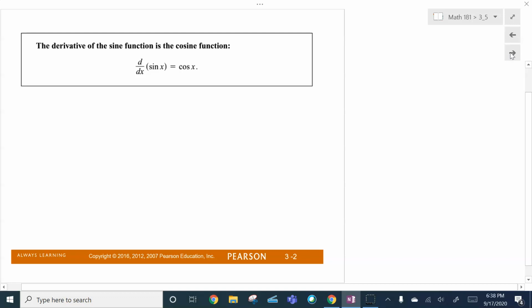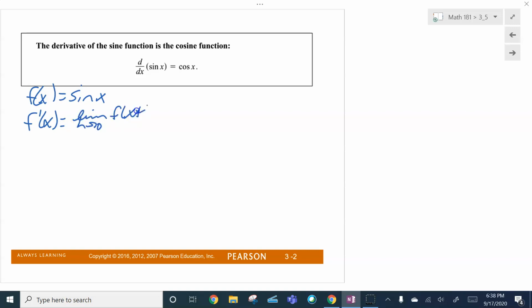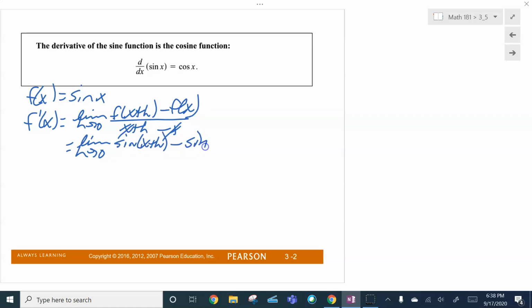First of all, the derivative of the sine is the cosine, and let me tell you why here. If you have f of x equals the sine of x, and you're trying to find that derivative by using that limiting process, then what you have here is the limit as h goes to 0 of sine of x plus h minus the original sine of x, all over h.